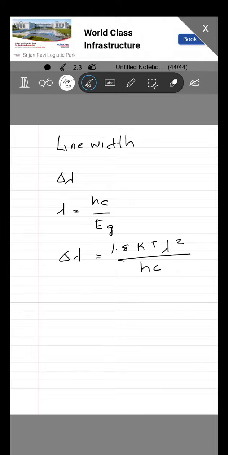And for gallium arsenide, this is a compound semiconductor, we get blue light. And it is also used as the basis for white light LED.